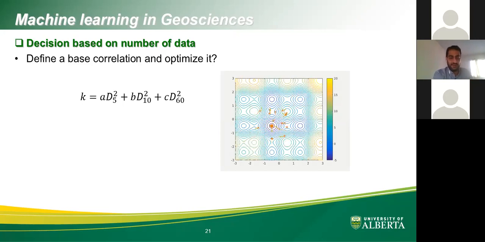for optimizing these coefficients. For example, I developed this equation for permeability estimation in one of the fields here in Alberta. K corresponds to permeability, and the D values are parameters that define the grain size that we gather in the field. A, B, and C are the coefficients that we optimize to bring the permeability reported by this model close to the permeability that we measured in the laboratory. This is how we trained our model for permeability estimation in our recent work.